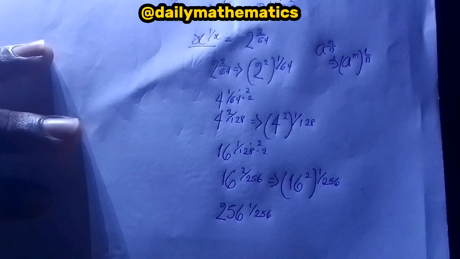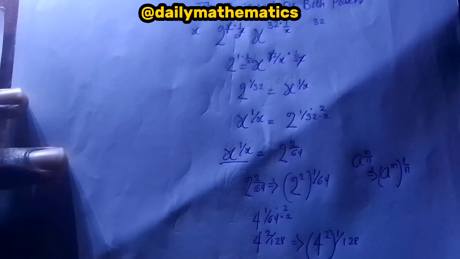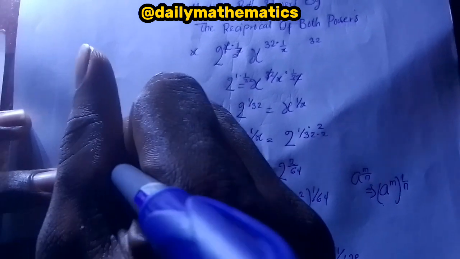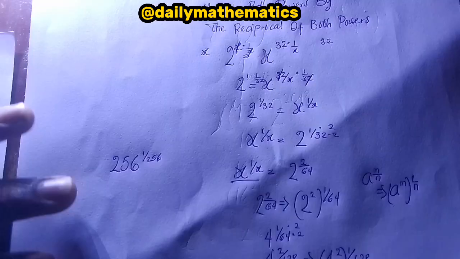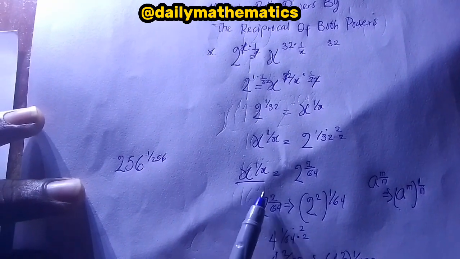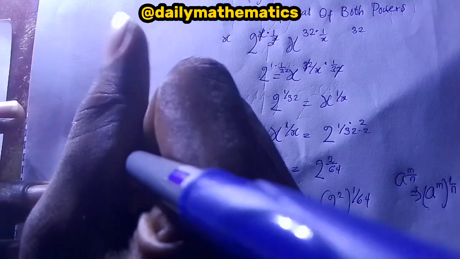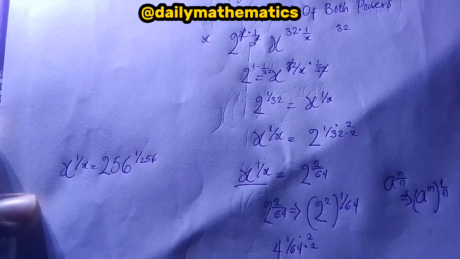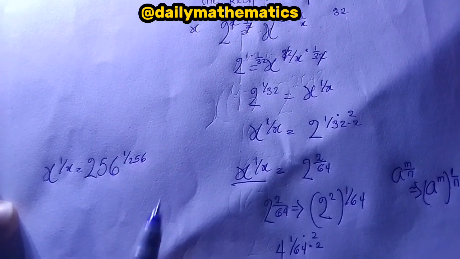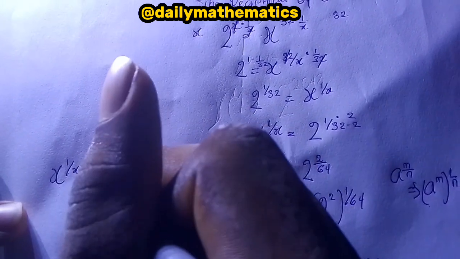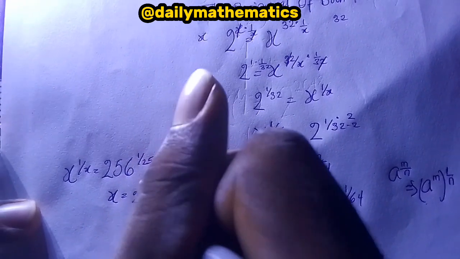So now let's bring this here. Sorry. You see 16 squared, so we have 256 raised to the power of 1 over 256. Now from what we left here, we have x raised to the power of 1 over x. I hope you can see that. So x raised to the power of 1 over itself equals 256 raised to the power of 1 over itself. So our answer from here: x is equal to 256.